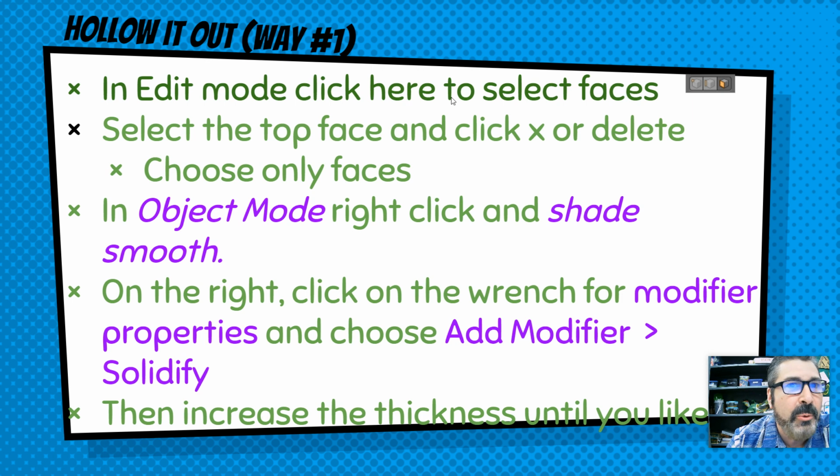Okay, so in edit mode, we're going to click on that thing. We're going to select the top face and click X or click delete. Okay, and then on the right, we're going to click on the modifier property solidify. All right, let's try it. All right, you can look back at that and see if you need to.